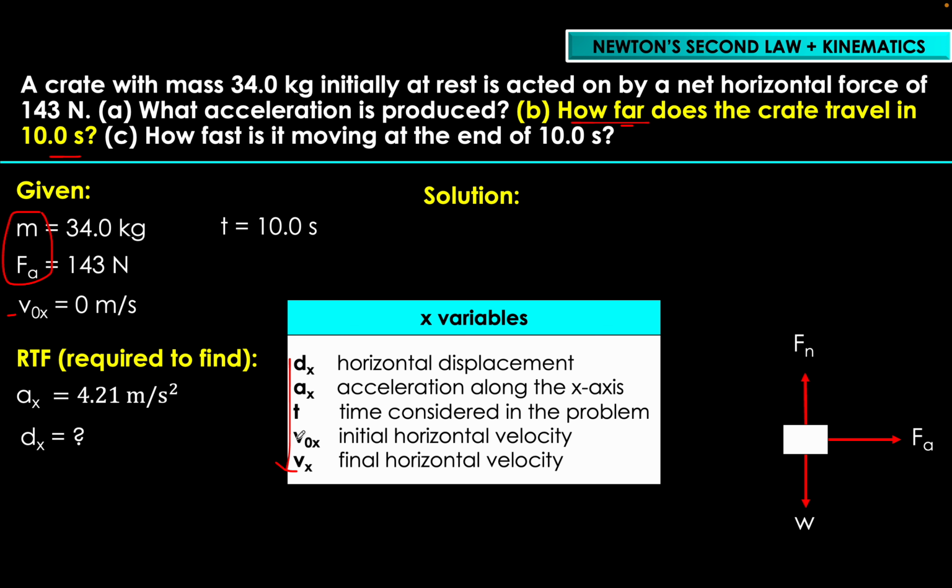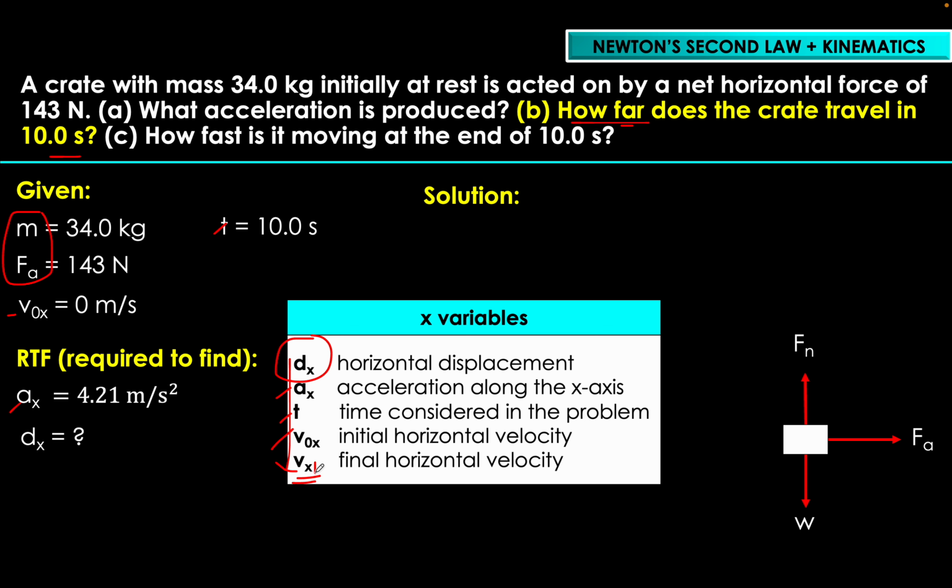So initial horizontal velocity is known, and then we know the time, right? We also know acceleration, and then the displacement is what we are solving for. Now, if you look at this, you'll actually notice that the final horizontal velocity is the only one that is not known in the problem, and we're also not solving for it.